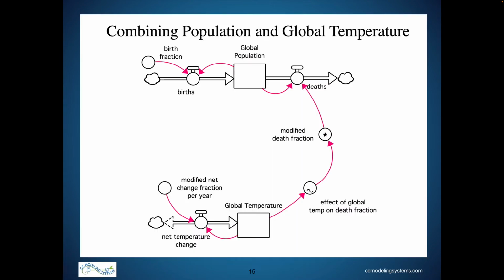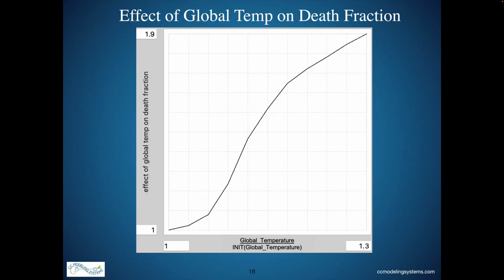I used a dimensionless multiplier, a graphical converter, to control how the ratio of the current global temperature compared to the global temperature in 1950 will alter or modify the death fraction of the global population. I decided a global temperature ratio close to 1 would probably start gradually to increase the death fraction. As the global temperature ratio increases, the death fraction increases more dramatically. The shape of the graph was guided by the projected UN global population for 2050 and 2100.